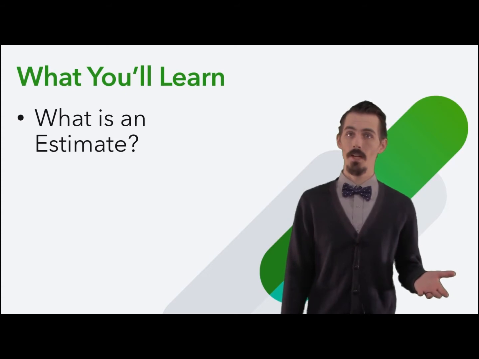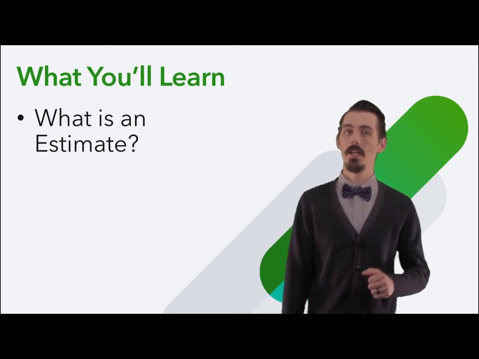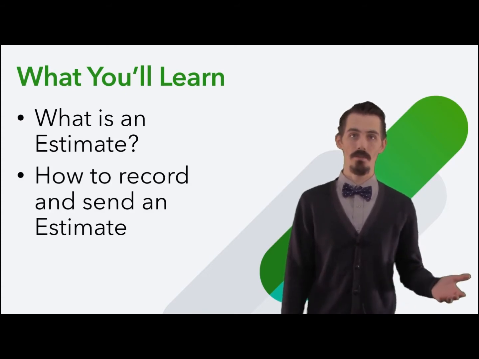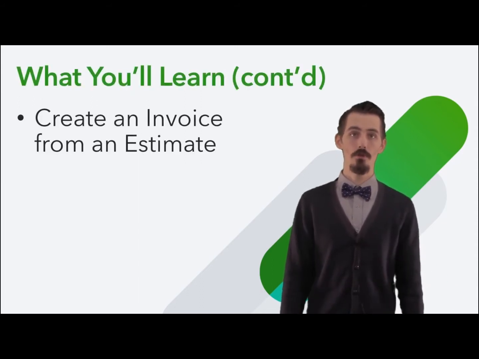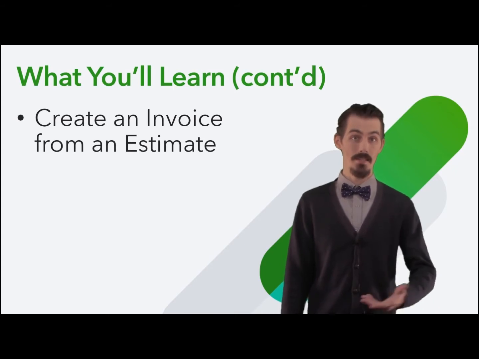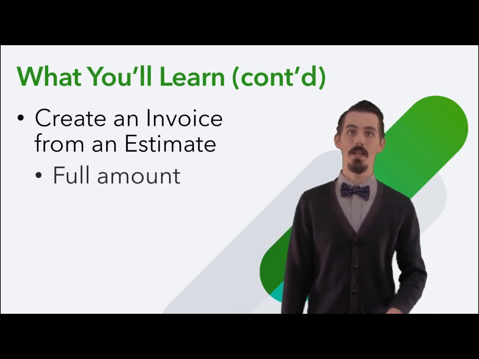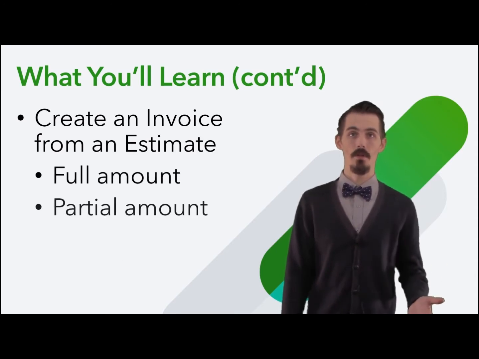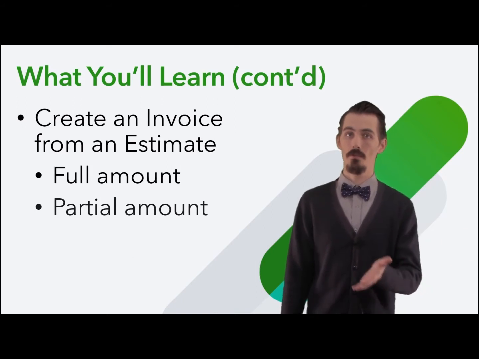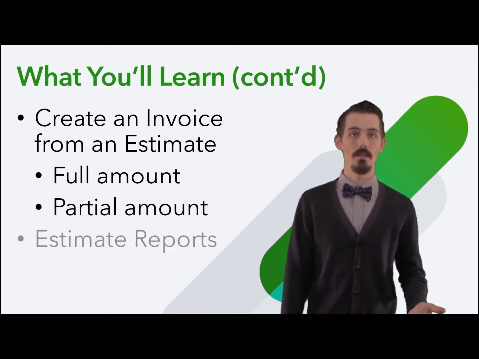First, you'll have to learn what an estimate is and when to use one. After that, you'll learn how to record a sale and send an estimate to a client. Then you'll learn 2 ways to record an invoice based on an estimate. In the first example, you'll invoice for the entire estimate. And in the second example, you'll use progress invoicing to create multiple invoices over time as the job is completed.